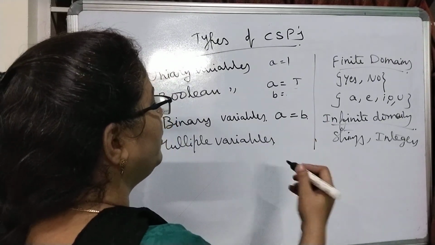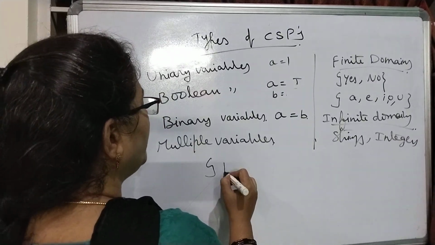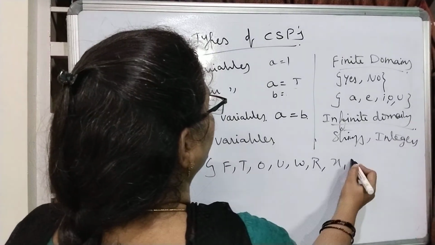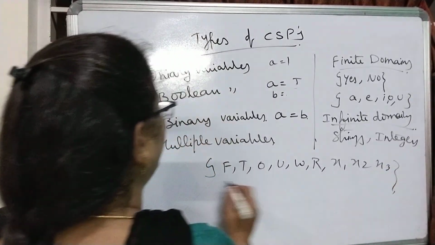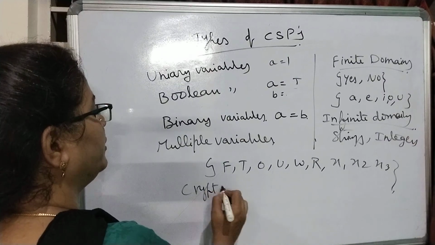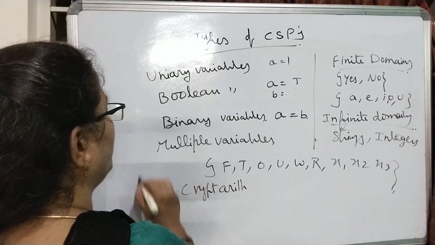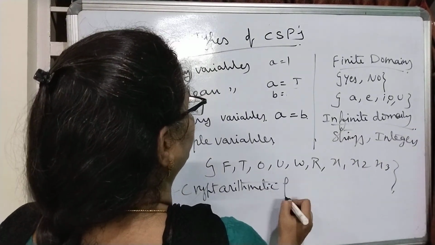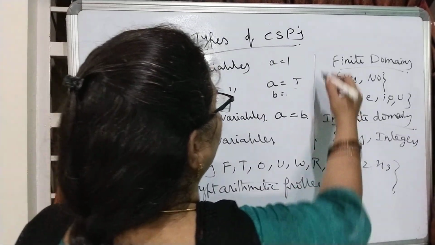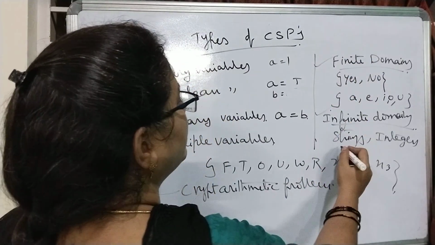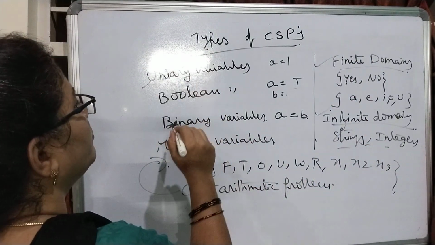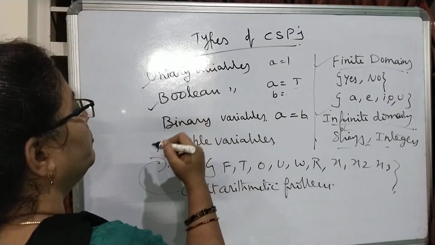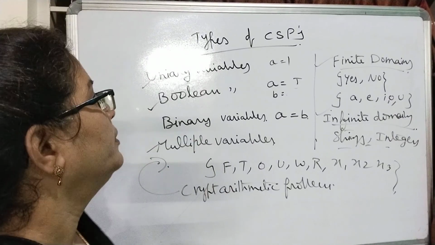We are checking the equality of two different variables. And coming to the multiple variables, F, T, O, U, W, R, X1, X2, X3, which is a crypt arithmetic problem, is the best example of these multiple variables. So we have finite domains, infinite or continuous domains, and unary variables, binary variables where we check two values, and Boolean and multiple variables.